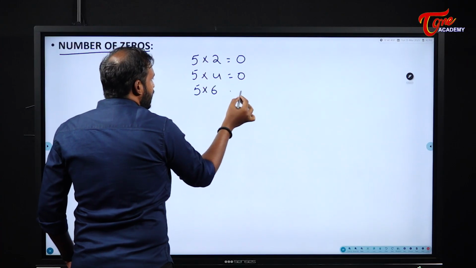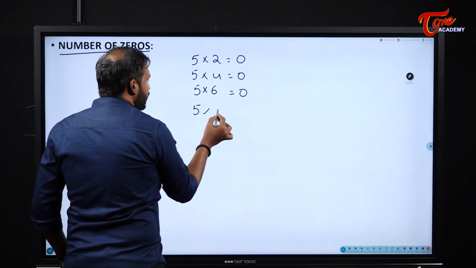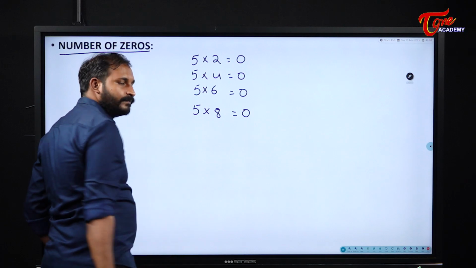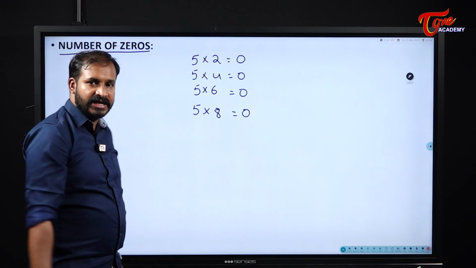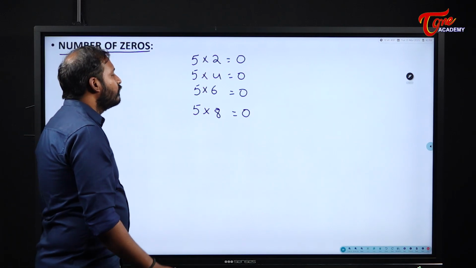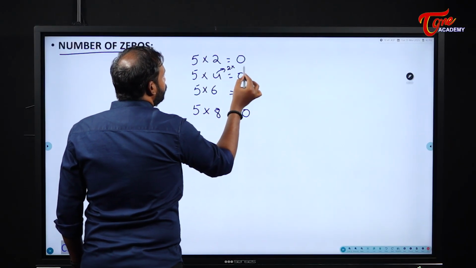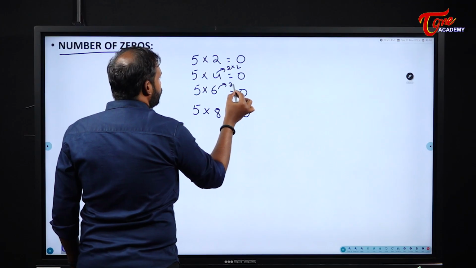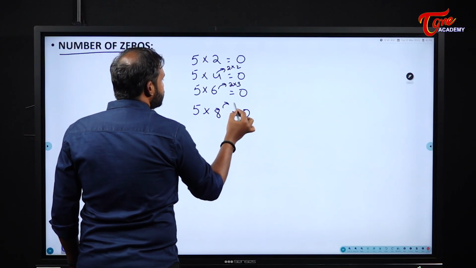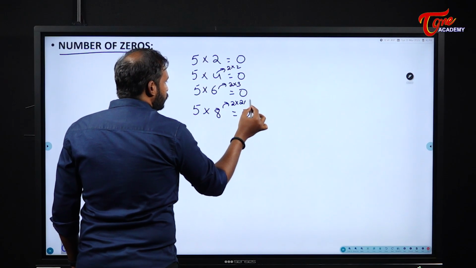5 times 6 at 0.5... 5 times 8 we will have 10, right? That means at the units place we are getting zeros in this manner. Now please observe here, students. 4 I can write as 2 into 2. 6 I can write as 2 into 3. 8 I can write as 2 into 2 into 2.